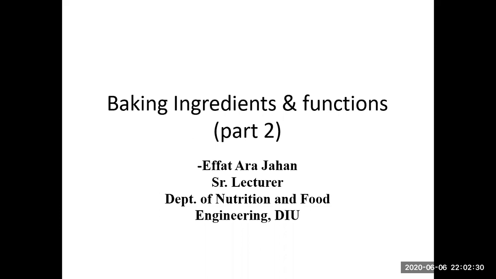And in our last class, we already read about some ingredients of baking, and that was fully on flour: what kinds of flour, what is the gluten percentage, and how we will use that. These are all the things we read in our previous class. In today's class, we will read about some more ingredients of baking, like the leavening agents, how they are used, their types, and the differences between them. With that, we also read some other ingredients. So we start now.